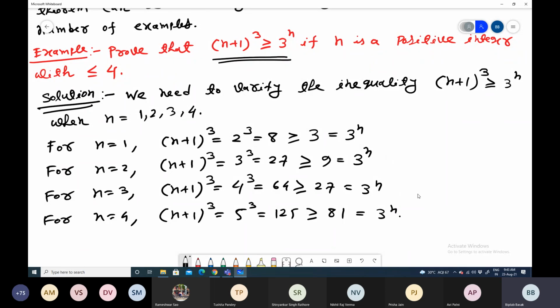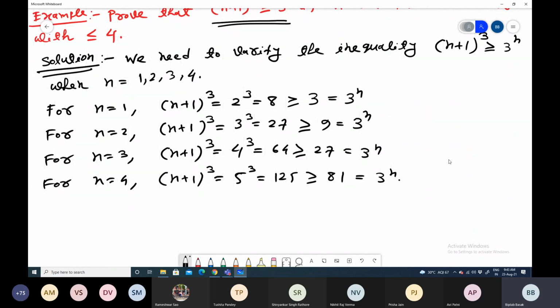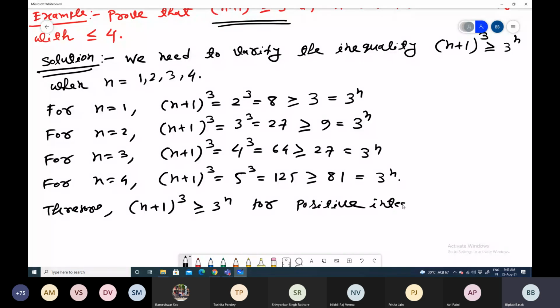Right? So therefore we have seen that we proved this theorem, right? So therefore we can say that (n+1)^3 ≥ 3^n for positive integer n less than or equal to 4. So here we used the exhaustive proof.